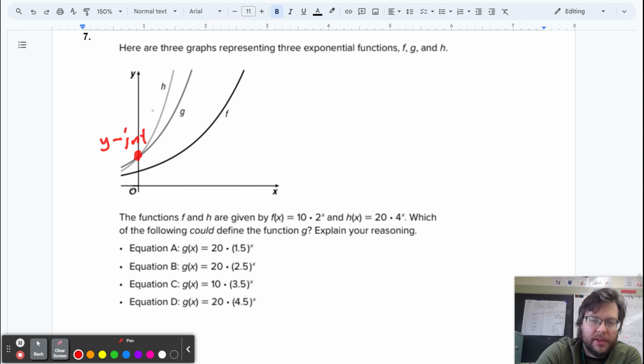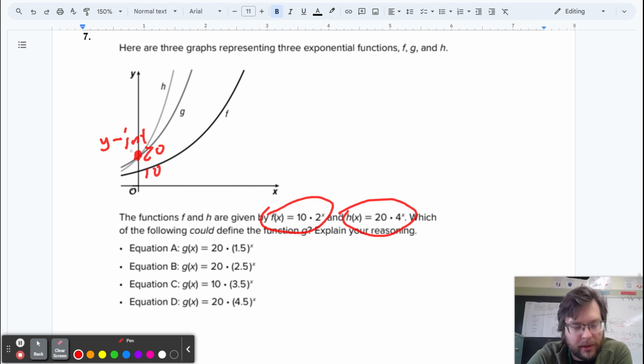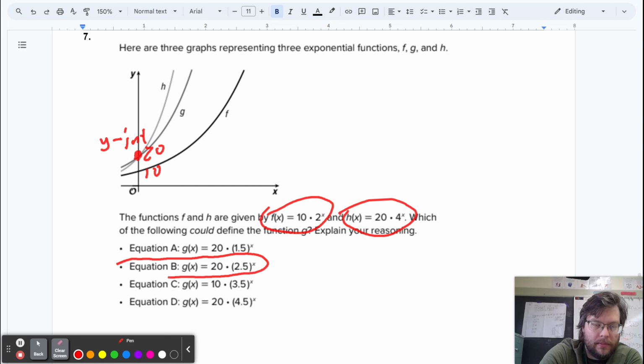Now we're told that f has this equation, so I know that this is a height of 10, and h has this equation, so I know that this is a height of 20. I also know that f grows by multiplying by 2, and h grows by multiplying by 4. H is the steepest one, 4 is bigger than 2. F is the least steep, 2 is smaller. So I know g has to be in between 2 and 4. So the only possible answer here is this one right here.